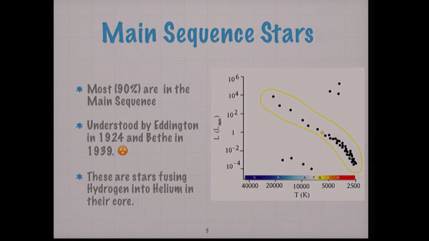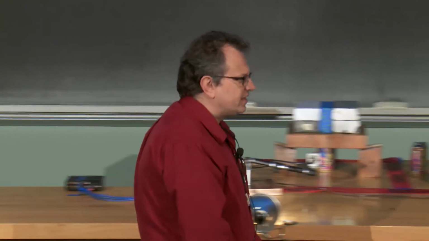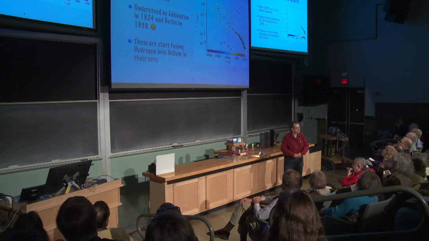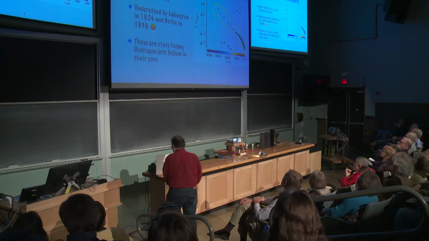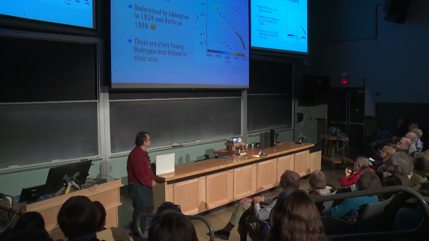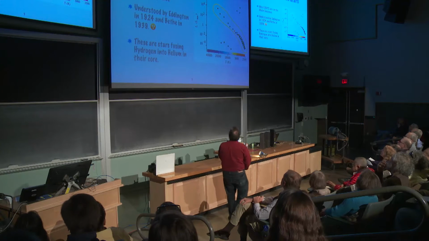It's called the main sequence, right? And it was understood by Eddington in 1924 and Bethe in 1939. Eddington basically described what's going on and why it has the bends in it. He did all this without having any idea what the power source of stars was. He did not know that nuclear energy, fusion of hydrogen into helium, was the basic power source of the stars, and it was Bethe who wrote that all down in a truly seminal work in 1939.